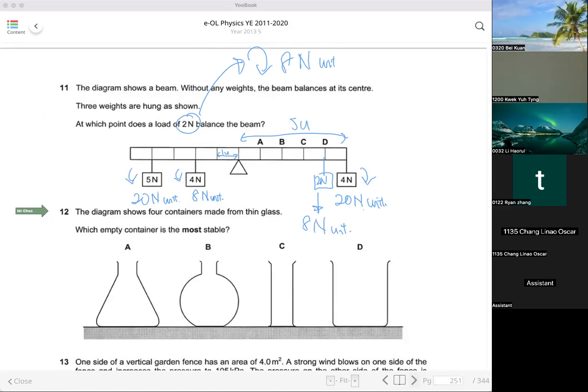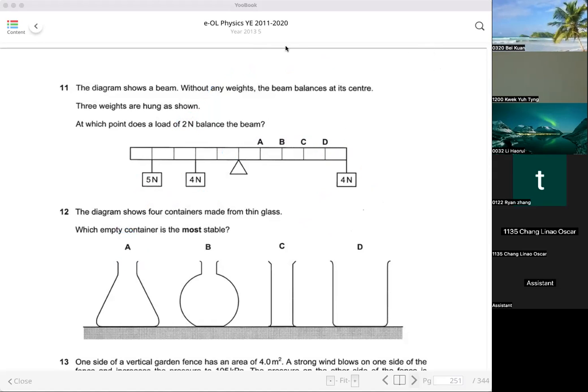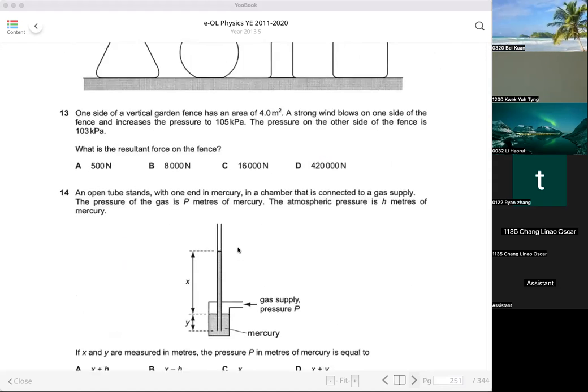Okay, question number 12. All of you got it correct. Well done. So for question number 11, the answer is D. For question number 12, it is A. To have the most stability, what are the two factors that give you stability? The lower the center of gravity or the greater the base. Is that clear? All right. Okay, very good. Let's continue. Question number 13, you all may begin.